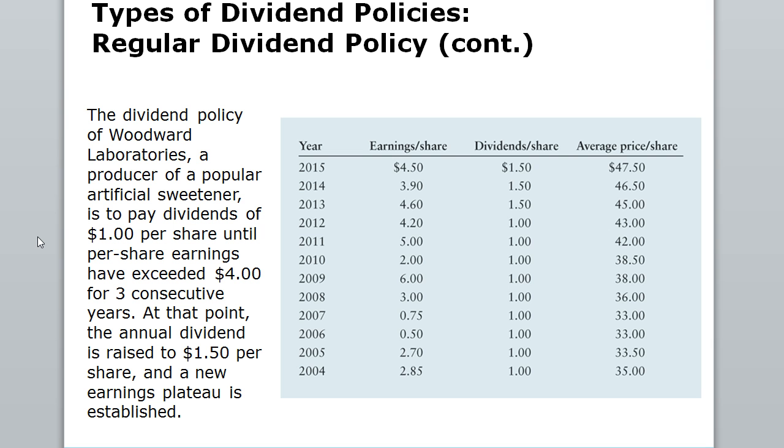All right. So here in a regular dividend policy, you can see the dividend per share stays pretty stable. Then they increase it by 50 cents, and that's just a regular continual policy until they make a stated change. Initially, it was paying a dividend of $1 per share until earnings exceeded $4 for 3 consecutive years, and at that point the annual dividend was raised to $1.50 per share. But it's a stated regular dividend. Probably I would say the way most companies would do it.